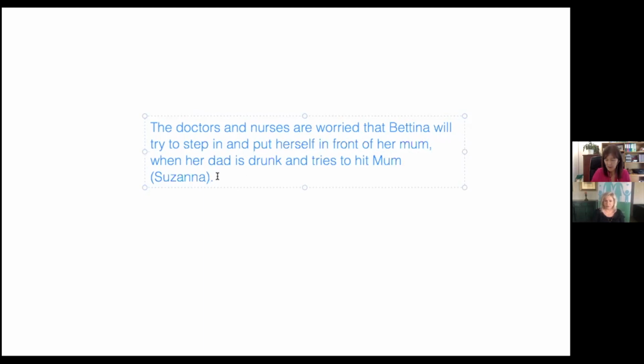Now, if that was to happen again, Bettina was to be home with you and John and Ben, John was to get drunk, try to hit you, and Bettina was to put herself in the middle and in front of you, what are you worried will happen to her? That she will get hurt again, that she will get injured again, like she has this time. You know, again, like cut, concussion, and bruised.